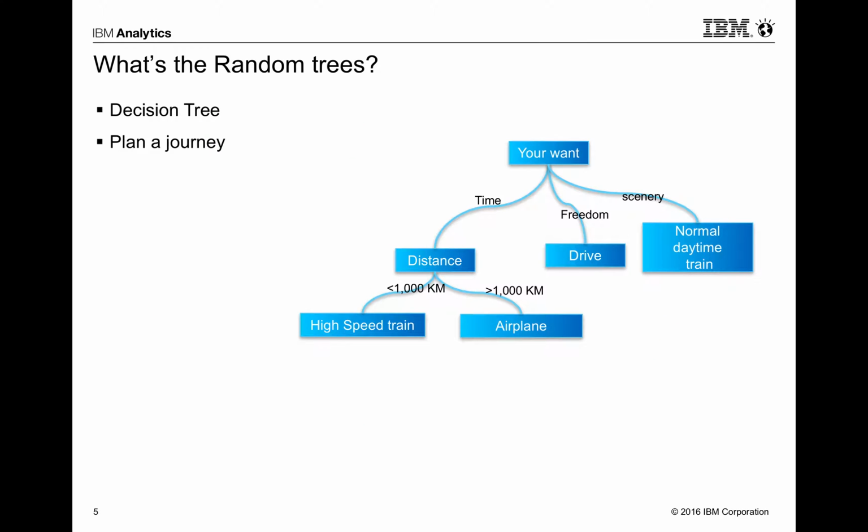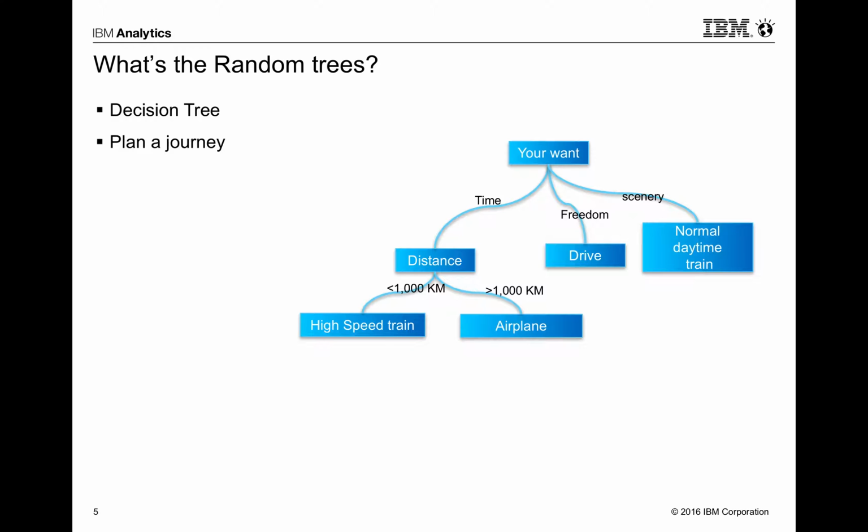But in data mining, we introduce another type of tree. We call it the decision tree. So what's a decision tree? For example, you want to plan a journey, and you care about the time. Then you need to know the distance of the journey. If it's less than 1,000 kilometers, I think you should take the high-speed train. If it's more than 1,000 kilometers, the better way is to take an airplane.